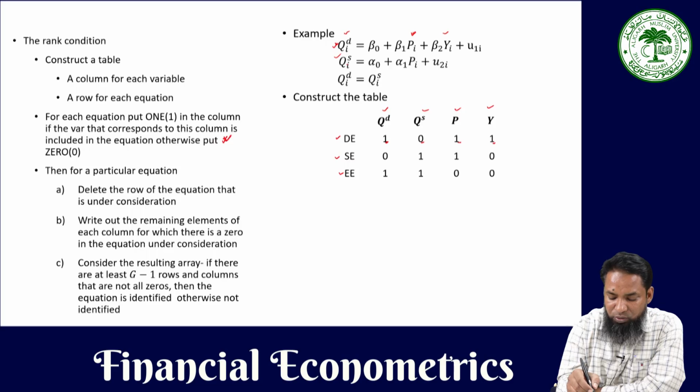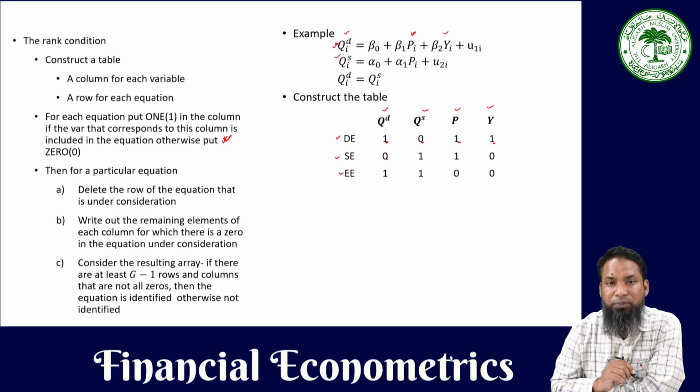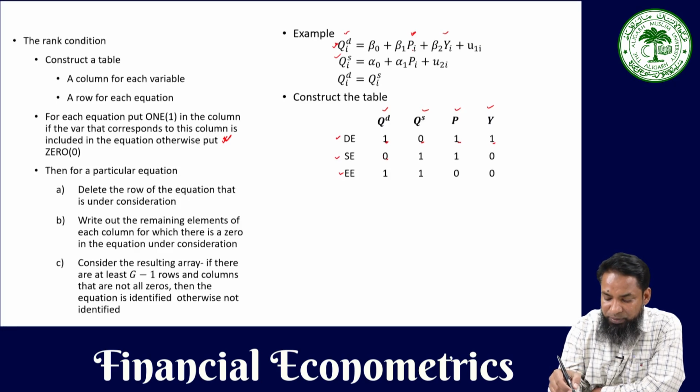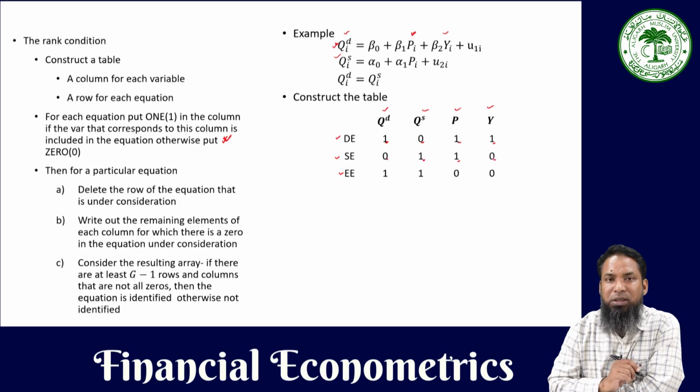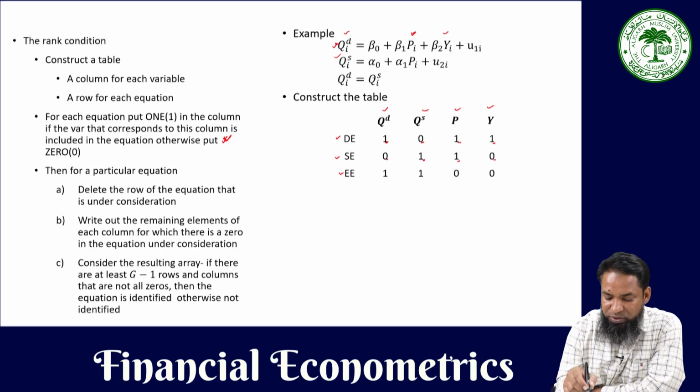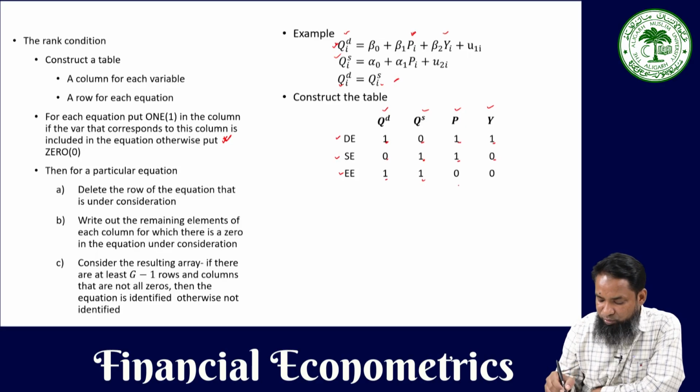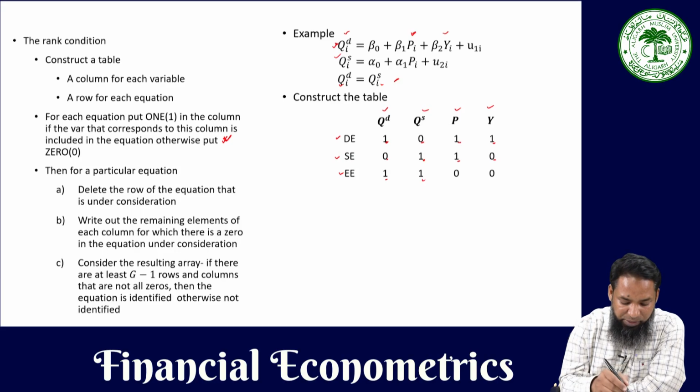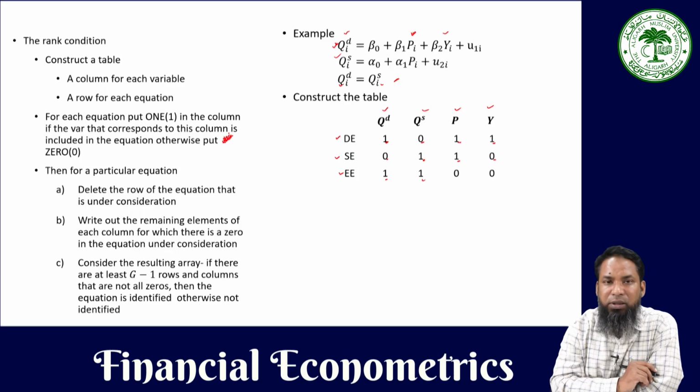Now for the second equation, the supply equation, the quantity demanded is not present, so we put 0 here. Quantity supplied is present, so we put 1, and the price is present, so we put 1. Income is not present in this equation, so we put 0. Now for the equilibrium condition, we have only quantity demanded and quantity supplied. Neither the price nor the income is present in this equation, so we put 0 here. So we have completed the task of constructing the table up to here.